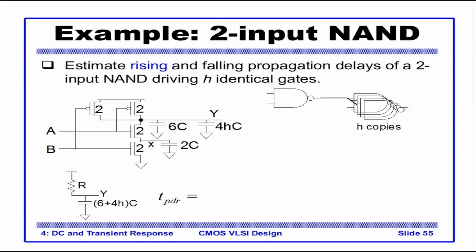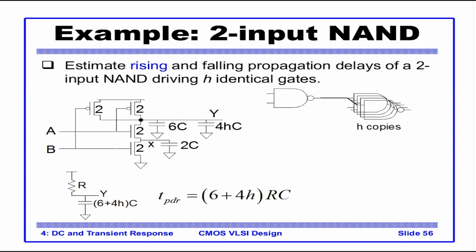When the output is rising, when will the NAND gate have a 1 output? When any of the inputs is 0. So we assume only one of the PMOS is active, and it connects to the pull-up network. The pull-down network is not shown here, so this part goes away, and this part goes away. The capacitance left is 4HC plus 6C, and the resistance is R. So tPDR according to Elmore delay will be R times (6 plus 4H)C.